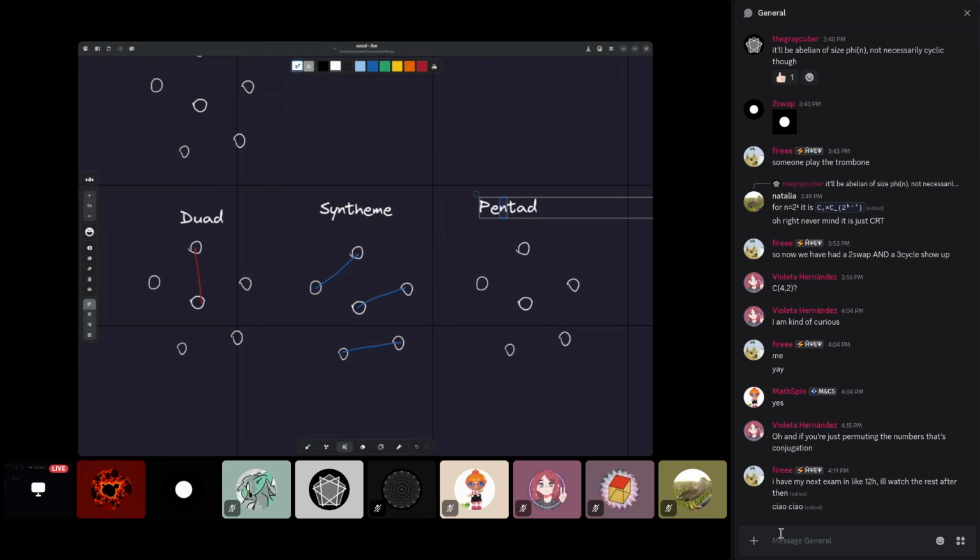pentad. Pent because it's going to be 5 disjoint synthemes. So let's do an example of that. Let's do the same one we've got there.